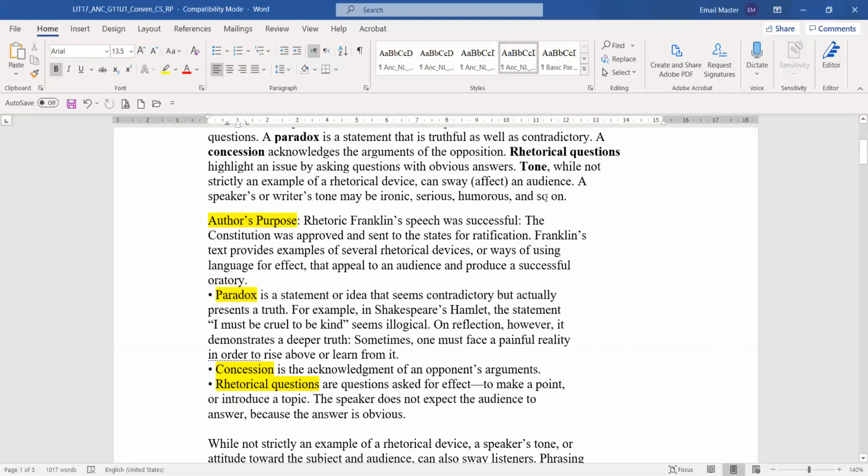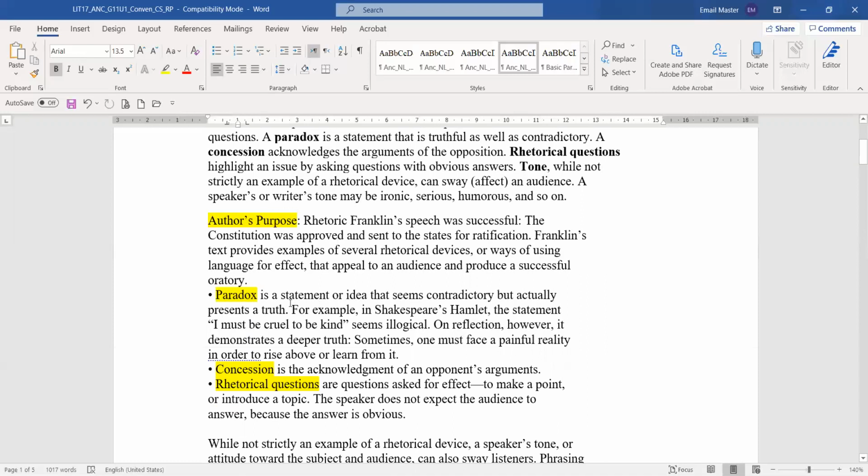In this text, Franklin's speech was successful. Why? The Constitution was approved and sent to the states for ratification for the final decision. Franklin's text provides examples of several rhetorical devices, or ways of using language for effect, that appeal to an audience and produce a successful oratory.